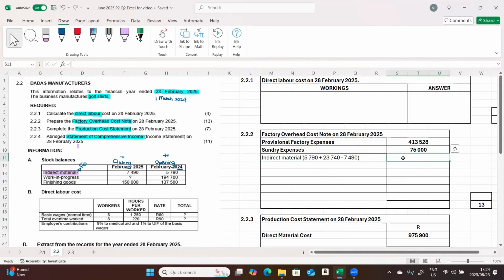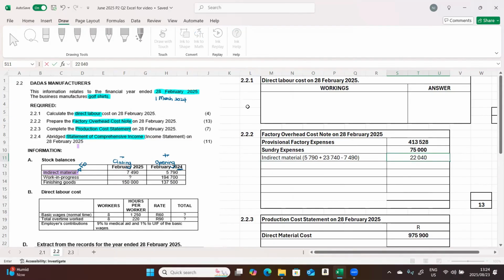So you can say 5,790 plus 23,740, and then minus 7,490. And then you would get your answer for your indirect materials, and that is going to be 22,040 Rand.